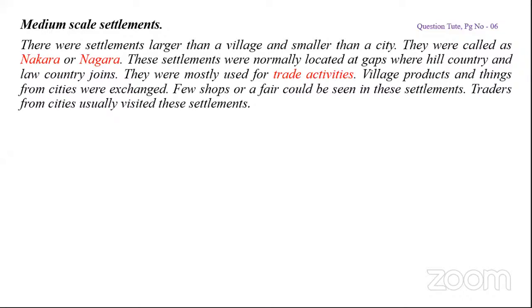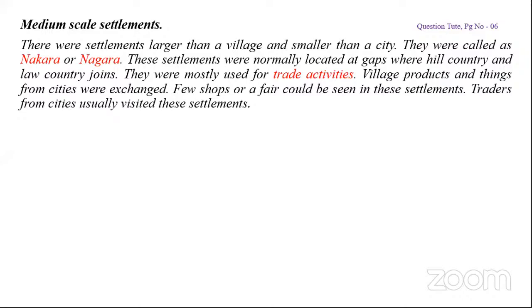These settlements were normally located at gaps. Gaps means the places where the low country and hill country join. All the road networks lie through the gaps. So you have to go through a gap to the hill country.